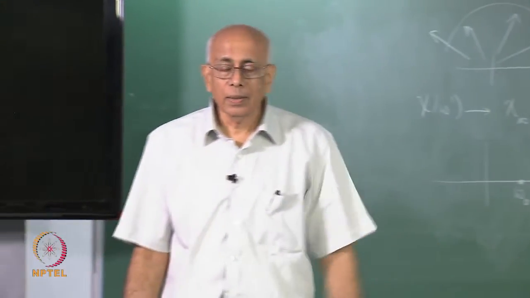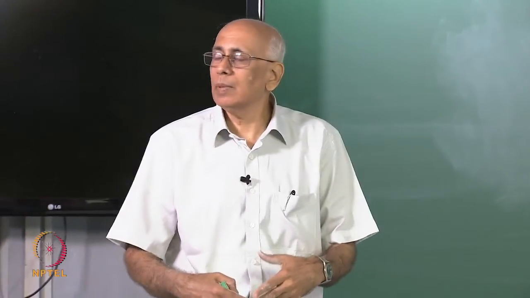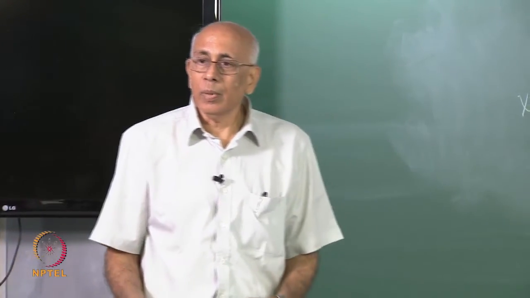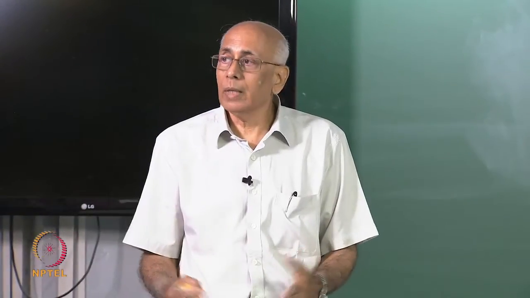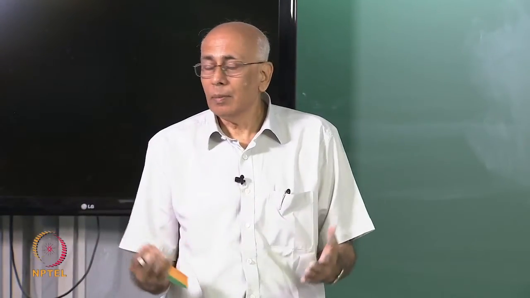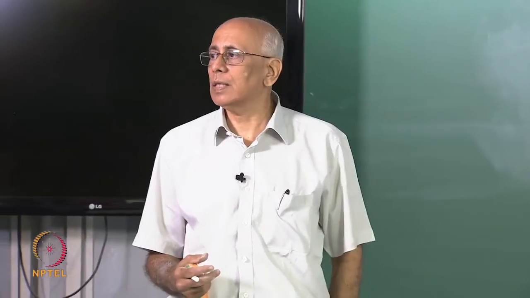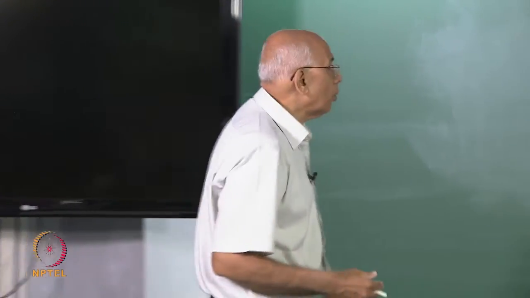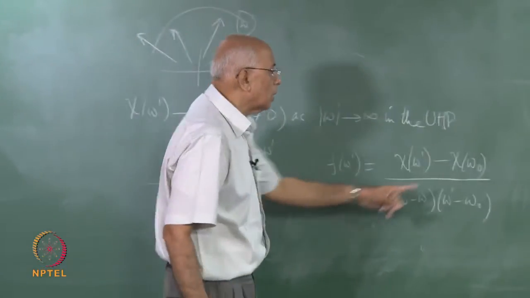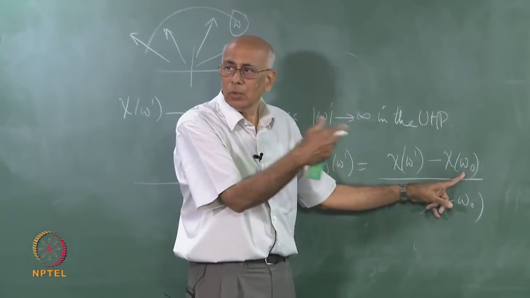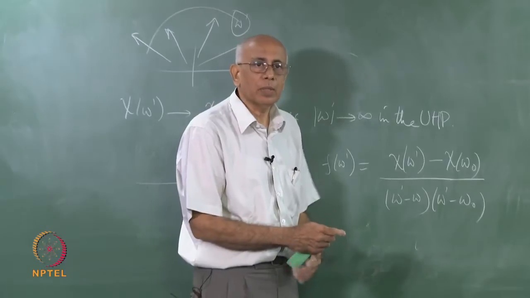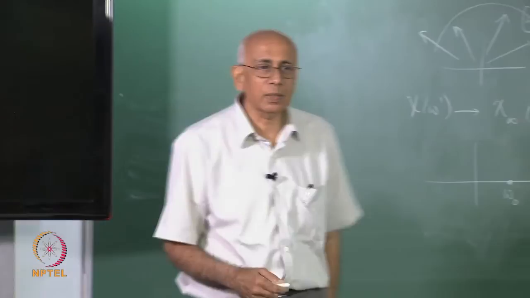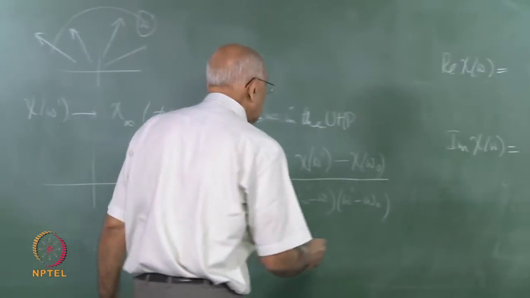So this will work even if chi of omega prime did not go to 0 in the upper half plane at infinity, but either went to a constant or even grew or exploded, but not as fast as omega prime itself. The price you pay is that you have to give me this input information. At some frequency you need to know this. This is called a subtraction point, and this is called a subtracted dispersion relation, a once subtracted dispersion relation.